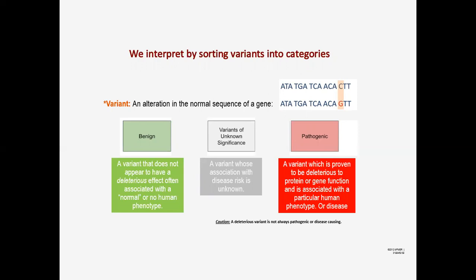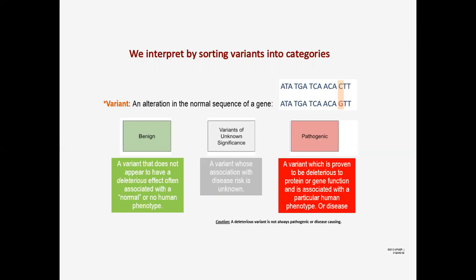Based on the alteration in the sequence, these variations can be categorized into five categories. Here it is just the three, because benign, probably benign, pathogenic, or probably pathogenic. So these two other categories are there, which come into that.